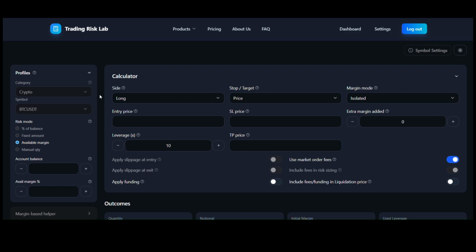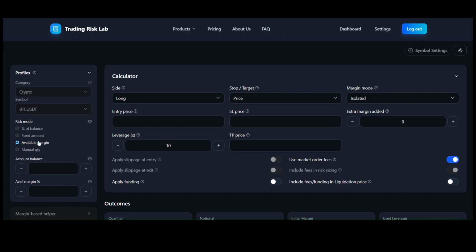In this video, we'll walk through how to set up a trade using the trading calculator, based on available margin. We start on the left by selecting the trading pair. In this example, we're trading crypto, and we chose BTC. On free plan, these are the default settings.